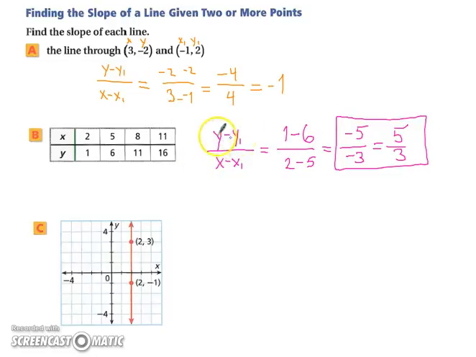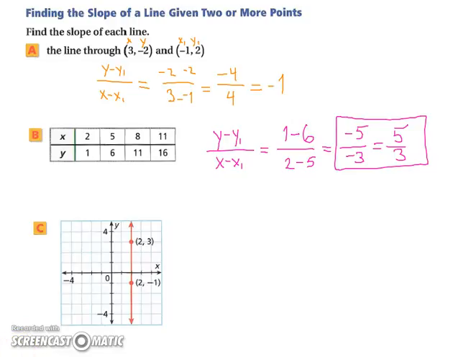Alright, so looking at B, we have our change in y over our change in x. I just selected the first 2. It didn't matter which ones you decided to go with. So y minus y1, so 1 minus 6, and then x minus x1, so 2 minus 5. 1 minus 6 is negative 5, and 2 minus 5 is negative 3. So you have negative 5 over negative 3. Negative divided by a negative is a positive. Either one would work, because this is saying go down 5 and to the left 3 from a point, and this one's saying go up 5 and to the right 3. Either way, it's going to make this line.